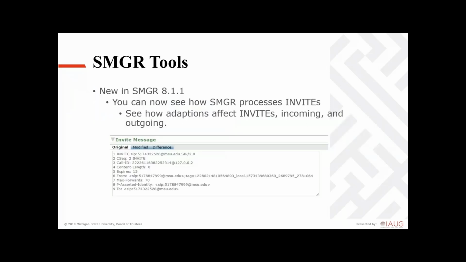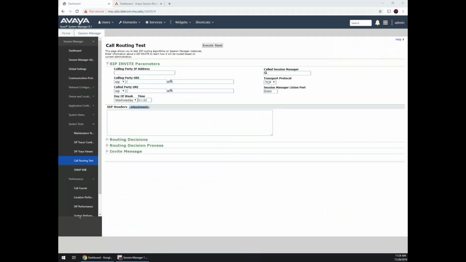One thing that is new with System Manager 8.1.1 is that it'll also show you what it is expecting. When you put those properties in there, what does the original invite look like? What did System Manager or Session Manager do with it, with adaptations and all types of stuff, and what is the difference? That is useful to figure out whether System Manager is mangling my data. Is it mangling my invites when it's sending them off somewhere else? So let's go and show that here live.